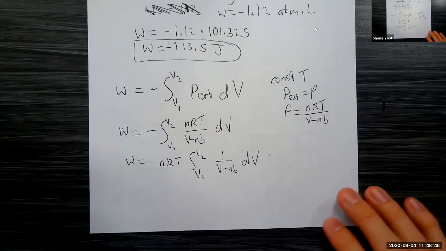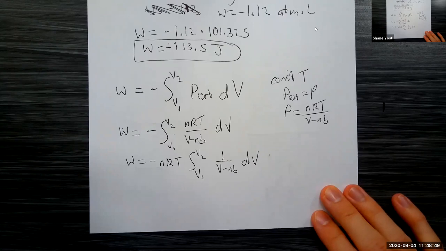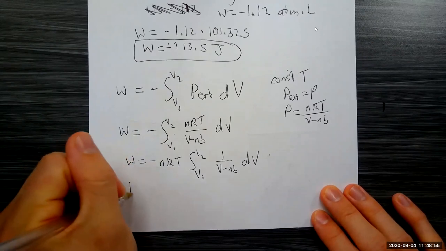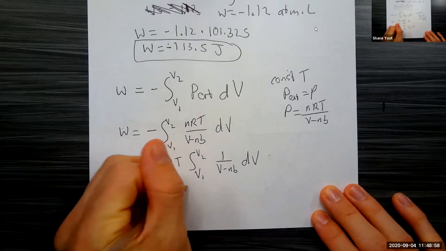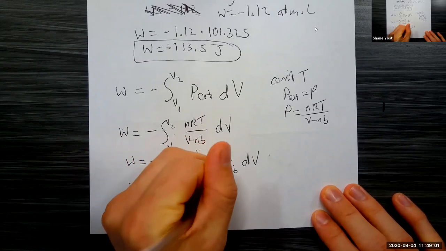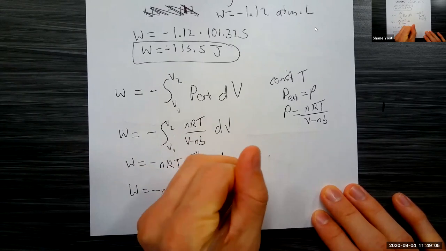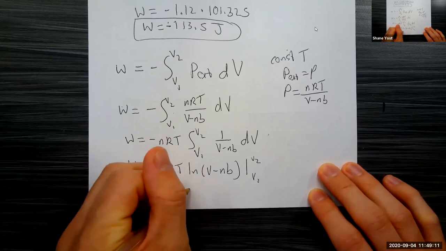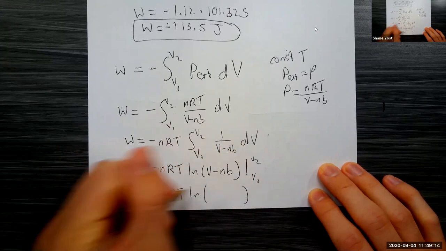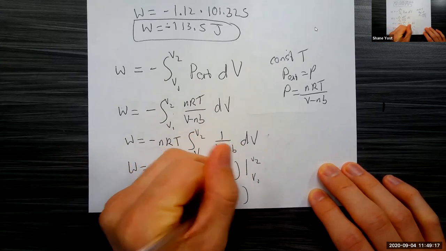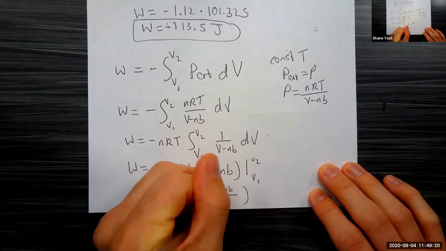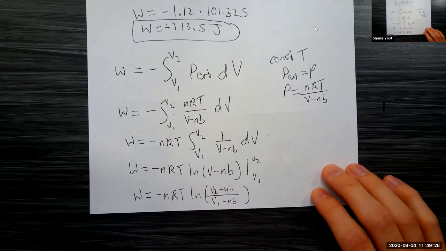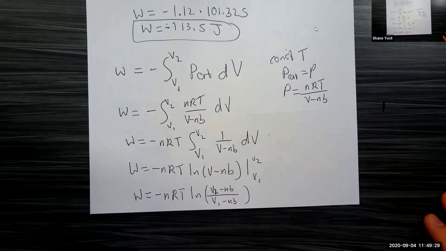And then this integral comes out to be what? What's the integral of 1 over x minus 2, or something like that? Natural log of x. So this is minus nRT times ln of V minus nb. And then I evaluate this at V1 and V2. So work is minus nRT, and I'm just going to simplify this. It's going to be ln of V2 minus nb divided by V1 minus nb. I get this division from the fact that ln x minus ln y is the ln of x divided by y.